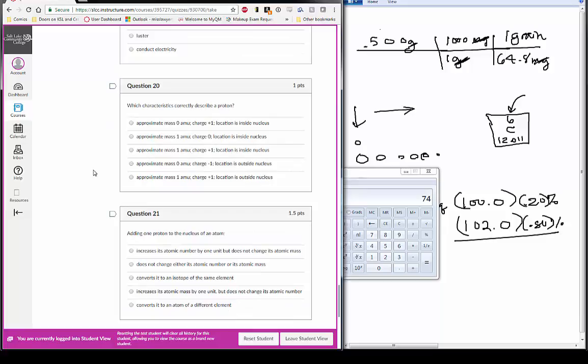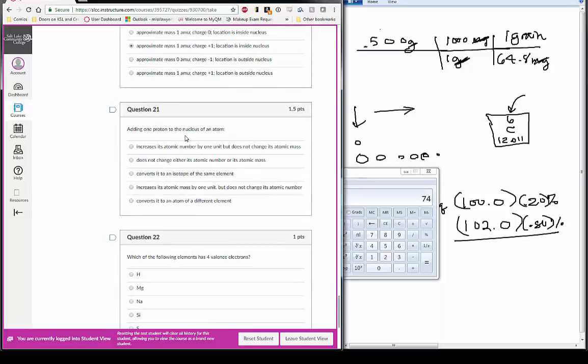All right, next, what describes a proton? It's got a charge of 1 and a mass of 1, and it's in the nucleus. So right there. If I asked for an electron, you'd say a mass of 0, charge of -1, and outside the nucleus. So this describes an electron, right? And a neutron would be a mass of 1, charge of 0 inside the nucleus. So this describes a neutron.